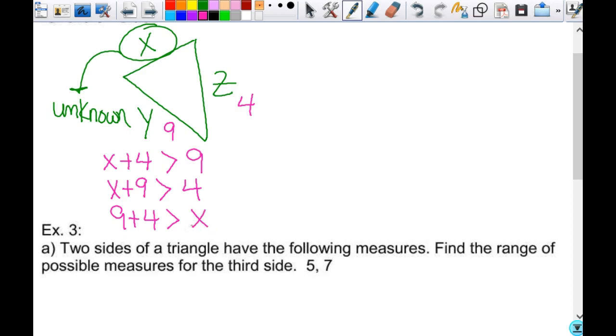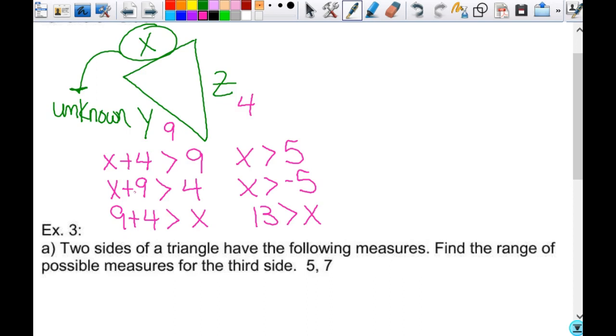So what this tells me is, if I solve for X, if I subtract 4 from both sides, then X has to be greater than 5, right? If I subtract 9 from both sides, X has to be greater than negative 5. And if I just add these together, 13 has to be greater than X. Everybody understand where all that came from? Yes. I just randomly gave you those numbers.